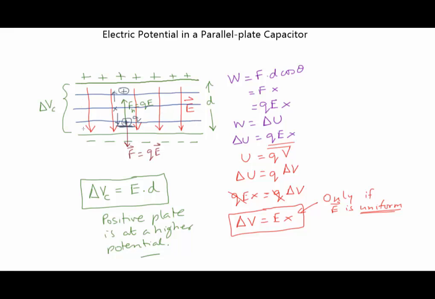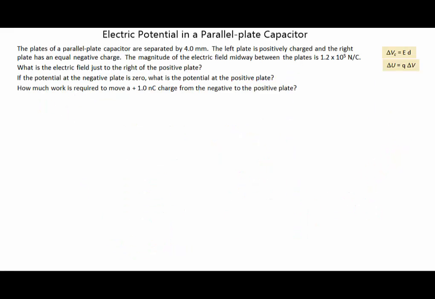So if we look at this as a graph, in contrast to a positive charge that was sitting at the top of a hill that got shallower as we got farther away from the charge, in the case of a parallel plate capacitor, we would have the potential drop from the positive plate to the negative plate in a uniform manner. So it'll be like a ramp or a hill with a uniform slope. So with all that in mind, let's tackle a quick example.